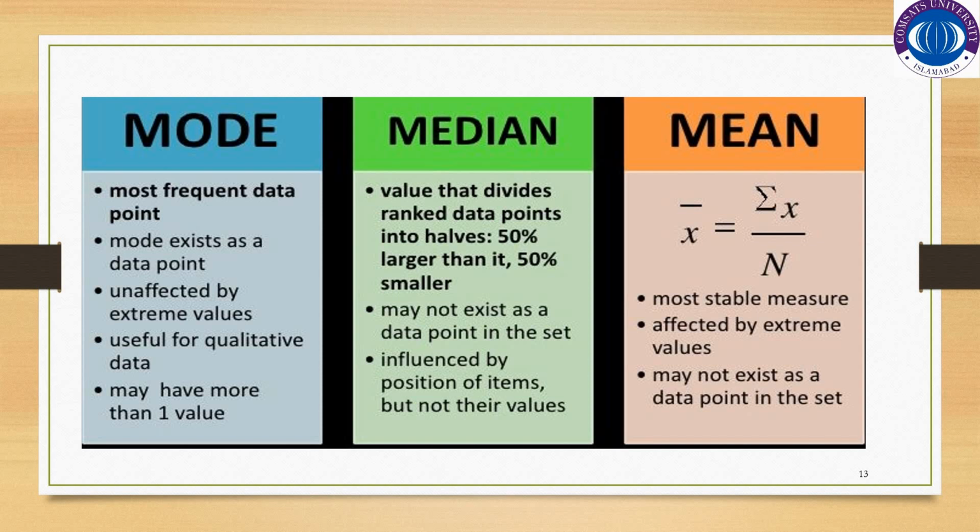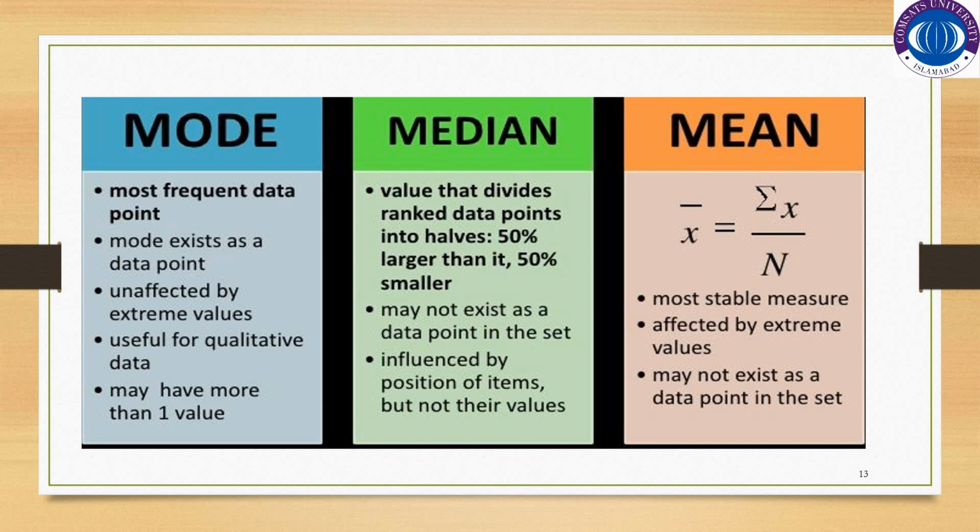What are some properties or main points of the measures of central tendency? Mode: the most frequent data point, as we have studied. What is mode? The most frequently occurring observation. Mode exists as a data point, is unaffected by extreme values, is useful for qualitative data, and may have more than one value. As we have seen in our example, we have two modes.